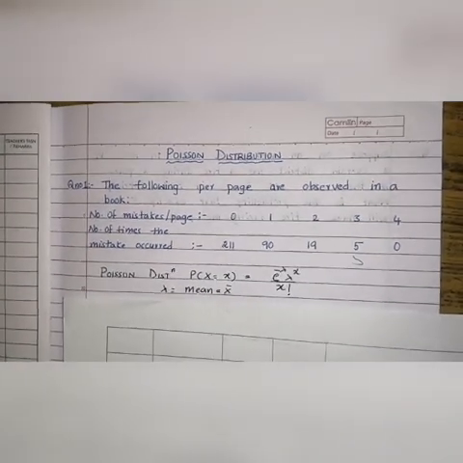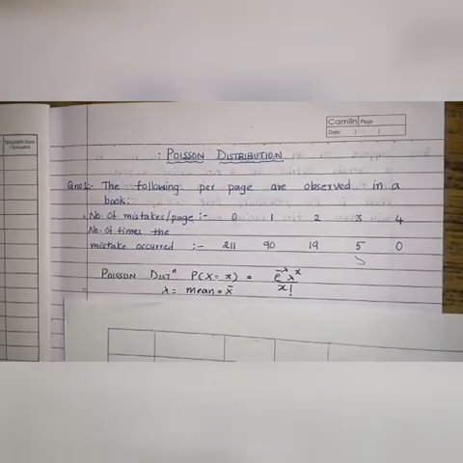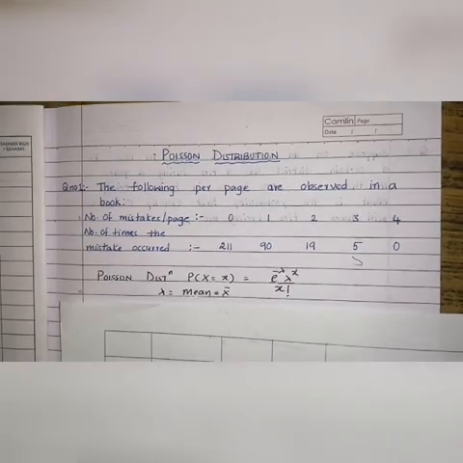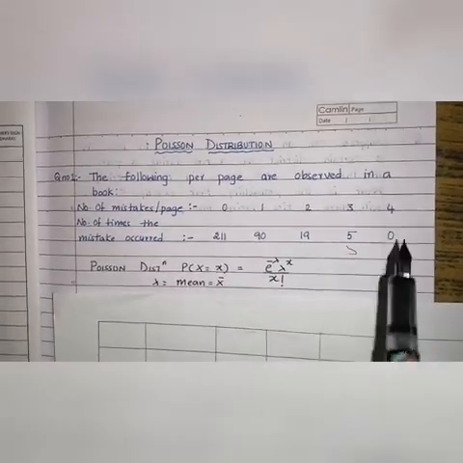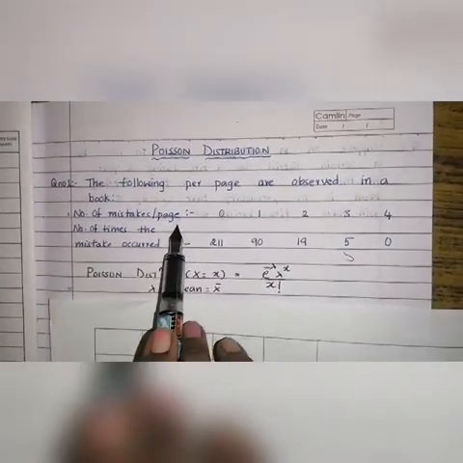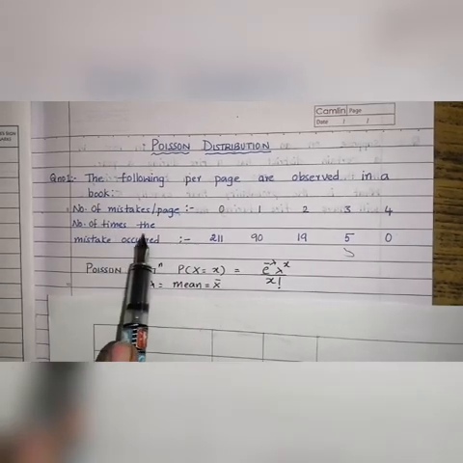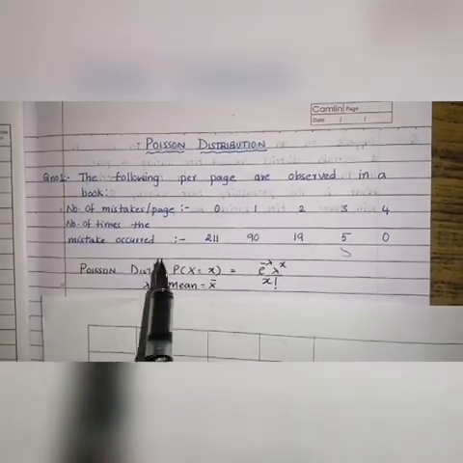Hello everyone. We are going to see a few examples of Poisson distribution in today's video. So first let us look at a question. The following data on mistakes per page are observed in a book. Number of mistakes per page are given and number of times the mistake occurred have been given to us.